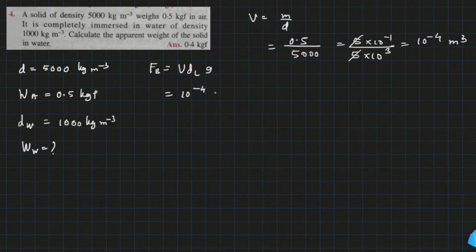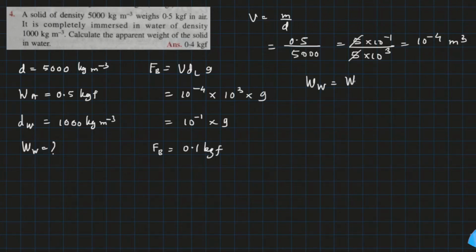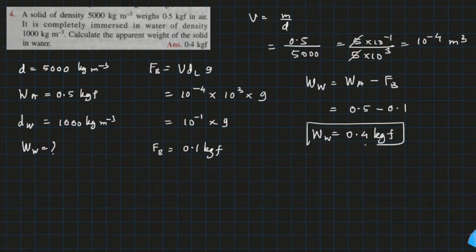So 10 to the power minus 4 multiplied by 10 to the power 3 into g, because this is 1000. So we get the answer as 10 to the power minus 1 into g, and therefore I get the upthrust as 0.1 kg. Now we want weight inside water, so that will be weight in air minus the upthrust, and that will be 0.5 minus 0.1, that is 0.4 kg. So this will be the weight of that body when it is immersed inside water. Okay, let's move to the next question.